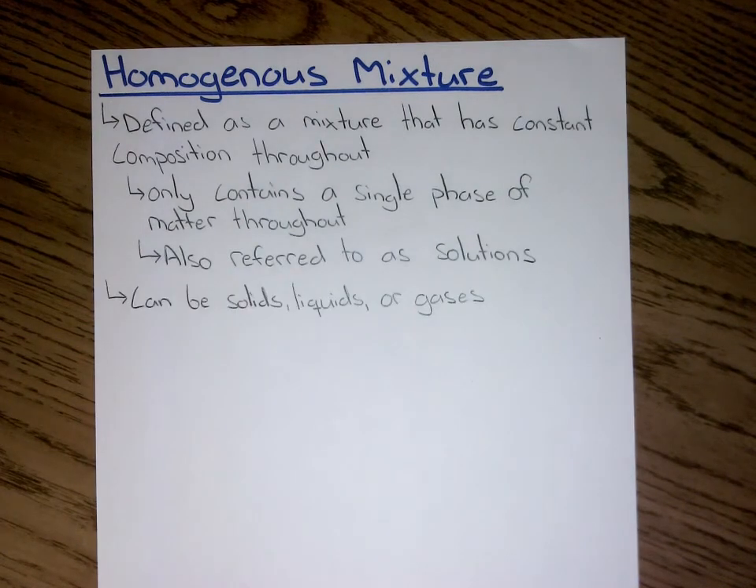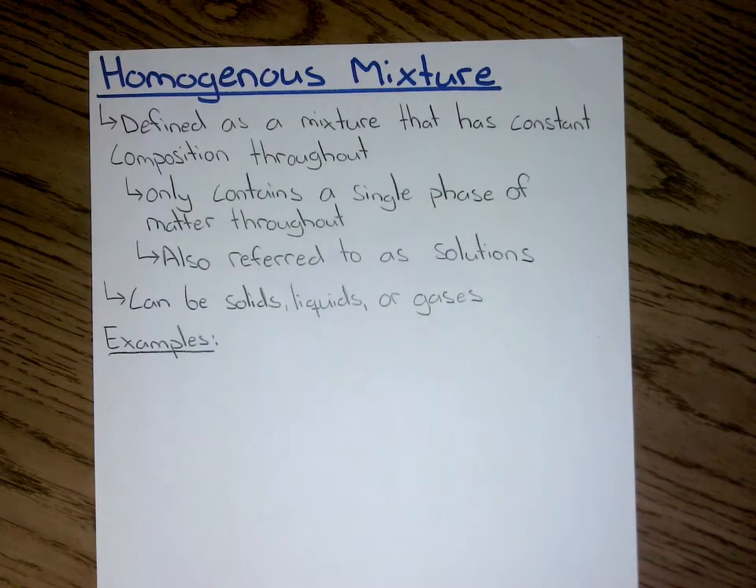Again, the best way to think about homogeneous mixtures is through some examples. Our first example would be soda. In a can of soda that you drink, every drop of the mixture contains the same relative amounts of sugars, carbonation, and water.